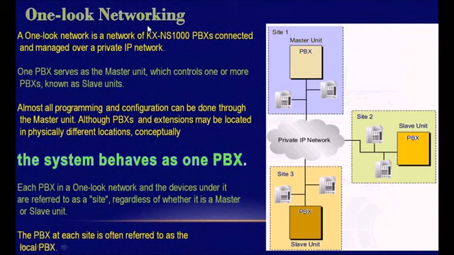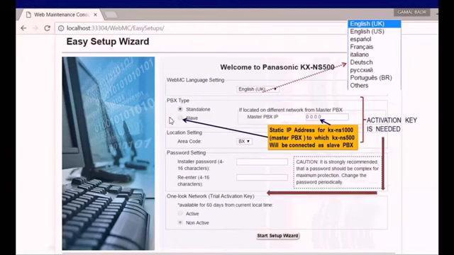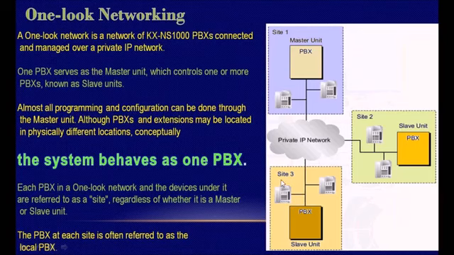OneLock network is always using NS1000 as a master unit. This master unit must be NS1000. These sites will be NS500 and will be set to slave through system programming.